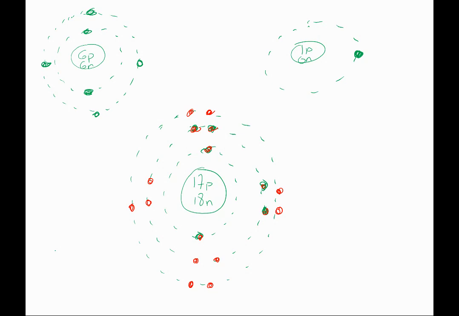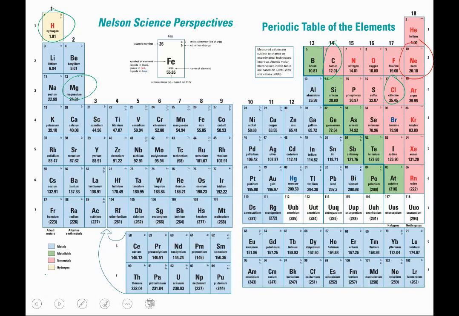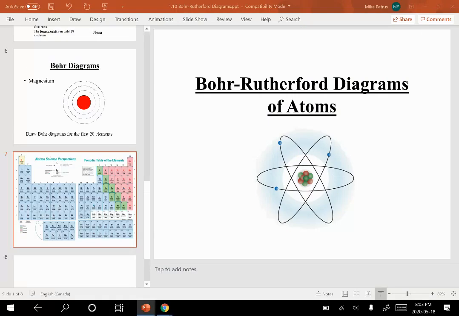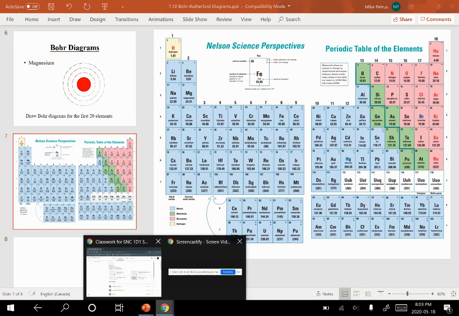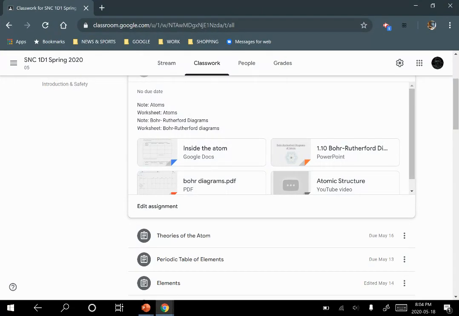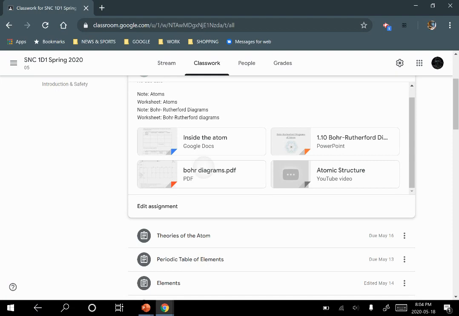Now, I keep mentioning this, how many more do they need to be full? Some of them are full, some of them aren't, because on your assignment today, you're going to be drawing Bohr-Rutherford diagrams for the first 20 elements. And actually, I can back out of this right now and show you what that assignment is going to look like. So it is right here, Bohr diagrams.